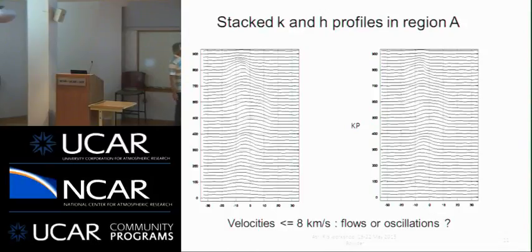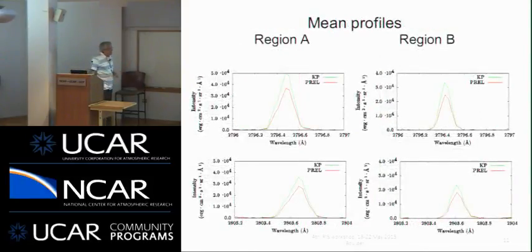And this is a stack of profiles in region A, K, and H. I don't go into details here, but you can see this kind of wave here. This is in kilometers per second. Sorry, I didn't put the scale. And velocities are less than 8 or 9 kilometers per second. Are there flows? Are there oscillations? We don't know. Now, we built some average or mean profiles with, again, these two techniques, but we will not discuss that further. In region A, K, H.